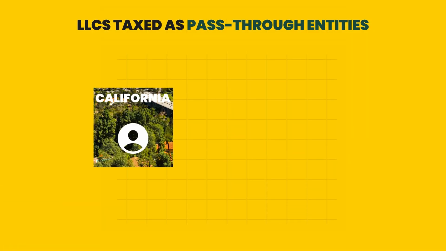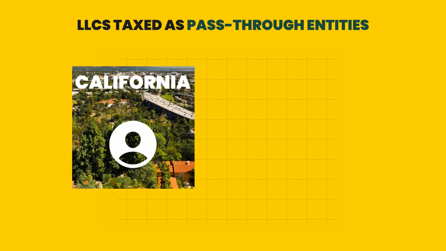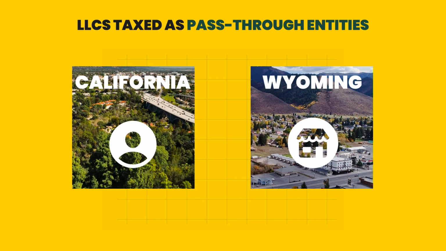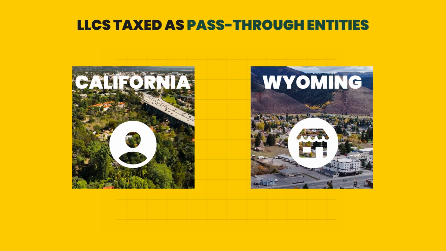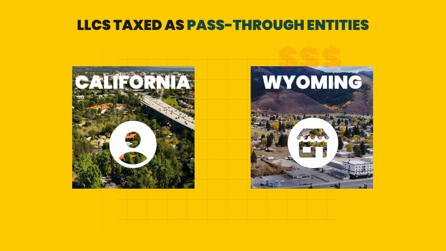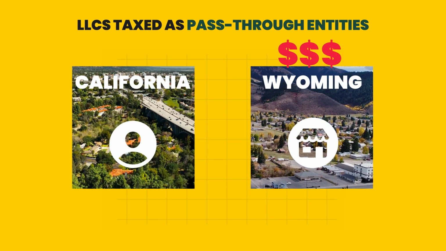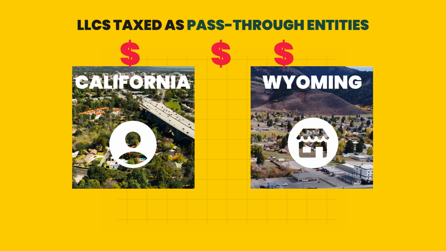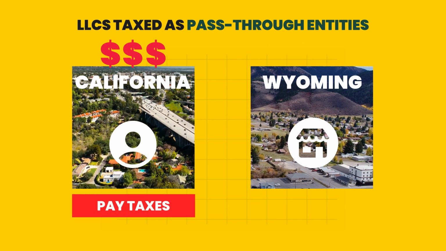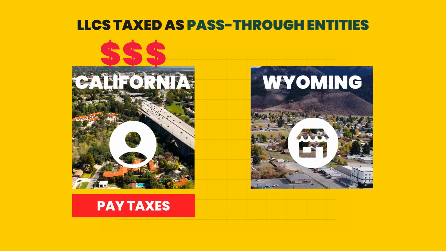So for instance, let's say you live in California, but someone told you to create an LLC in Wyoming because they have no state income tax. Well, even though that may be the case, if you are taxed as a pass-through entity, that would not matter at all, because all of that income would be taxed to you personally based on where you personally live. And if that just so happens to be California, then you would still be subject to California income tax on your personal tax return.